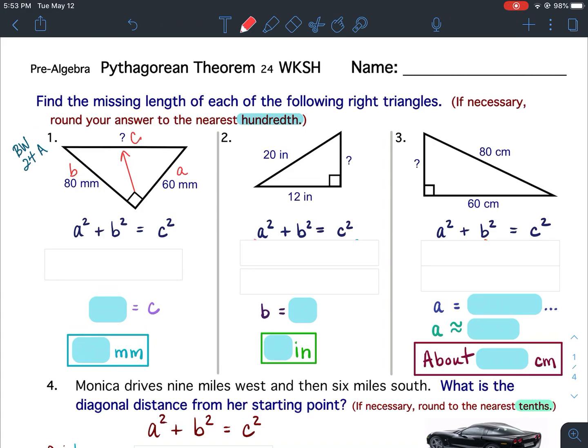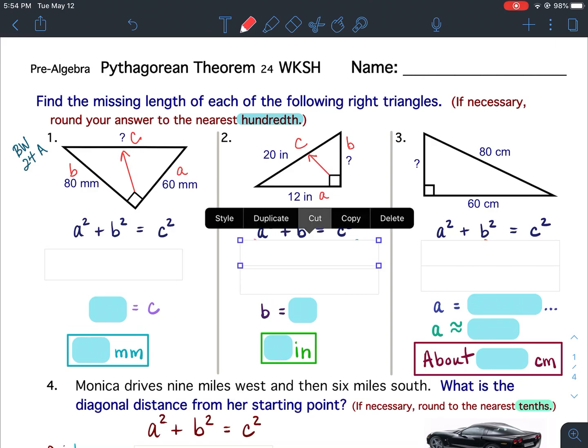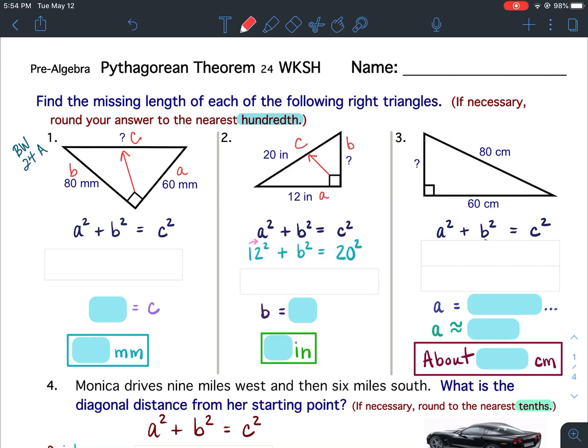Number 2. The right angle points to the hypotenuse. So in this case, 20 inches is the hypotenuse. We'll label that C. And let's call, now I know it looks like this is the longer leg, but let's call this A and call this B. So we will have 12 squared plus B squared equals 20 squared.